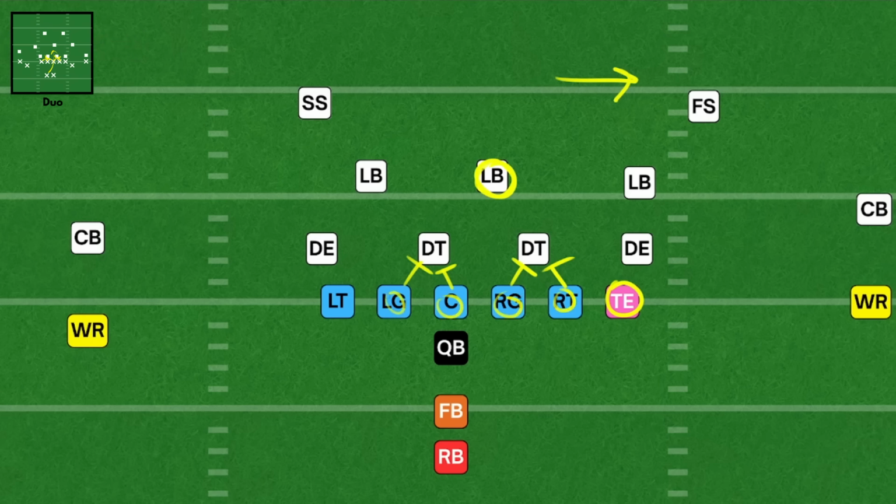The center and guard work together on the nose tackle, while the guard and tackle team up on the three-technique defensive tackle. Each lineman is responsible for his backside gap. This is the gap that's opposite the side that the play is being run. If there is a defender lined up in a lineman's backside gap, then he's expected to block him. If there isn't, then the lineman will double-team the defender on his play side.